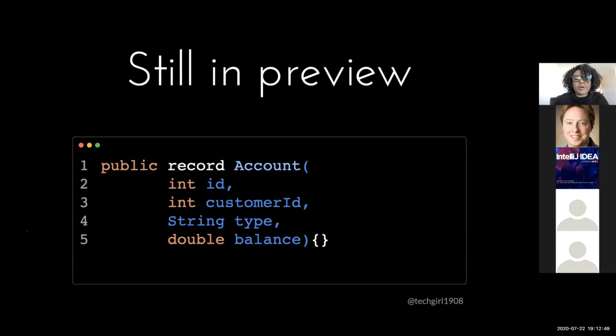Now, records were released as a preview feature in the current release of Java 14, which was released in March. And what that means is it's not yet a permanent feature of the language. It's just available for us developers to play around with and offer feedback. And then based on that feedback, the implementation can change. So I say all of that to say, don't use this in your production code just yet because it could change. However, I do encourage you to play around with it.